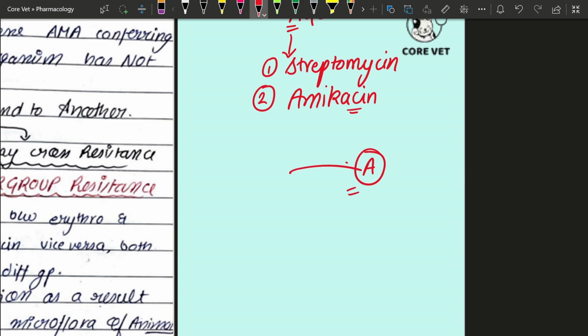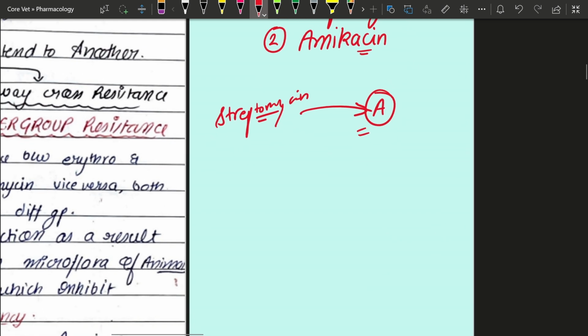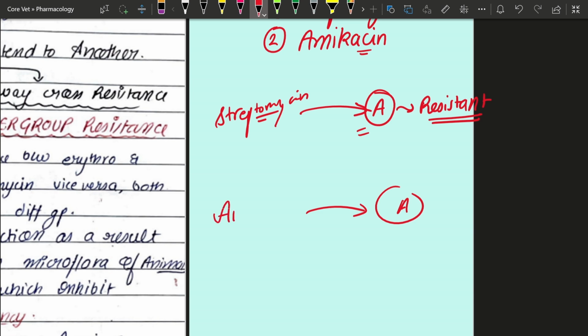Now I exposed bacteria A to streptomycin. When I applied the streptomycin, bacteria A gained resistance towards the streptomycin. Now what happened when the next time I gave amikacin to the same bacteria A? I saw there was no response.